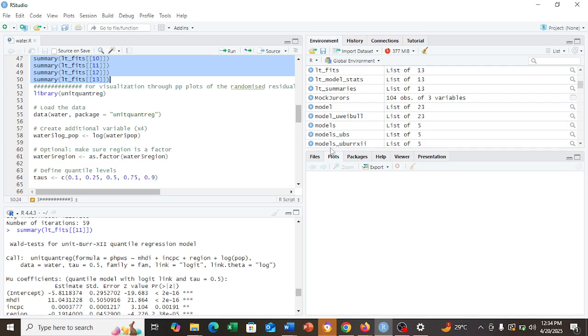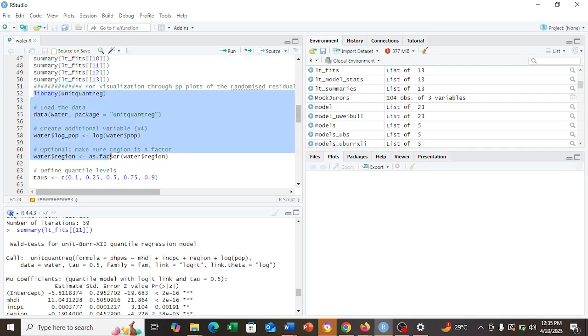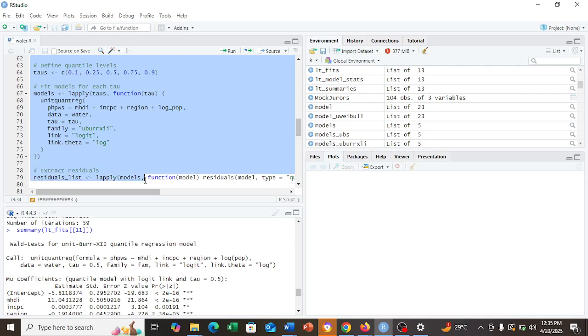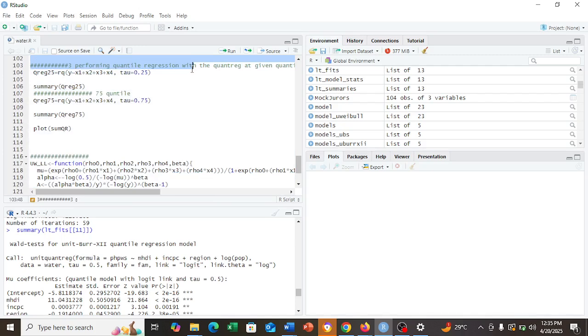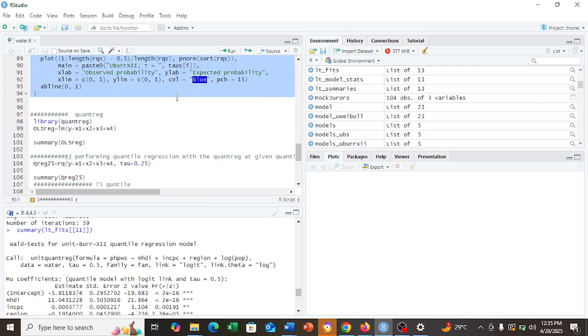Okay, very good. Yes, so like I was saying, if you want to visualize, that is, you still want to examine the residuals to see which of these distributions offer a good fit to the data. Yes, so we could have some PP plots of the randomized residuals of the distribution. Okay, yes, so I'll run you by it.